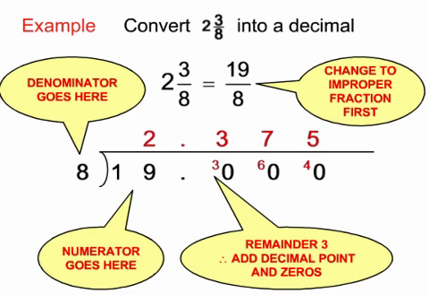Place the 6 next to the 0. The number is now 60. 8s into 60 goes 7, 8 7s are 56, remainder 4. So the new number is 40. 8 into 40 goes 5 times exactly. Notice we keep going until we do not have a remainder. So our fraction 2 3/8 is 2.375 as a decimal.